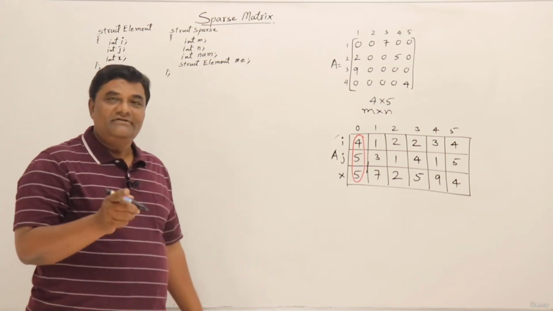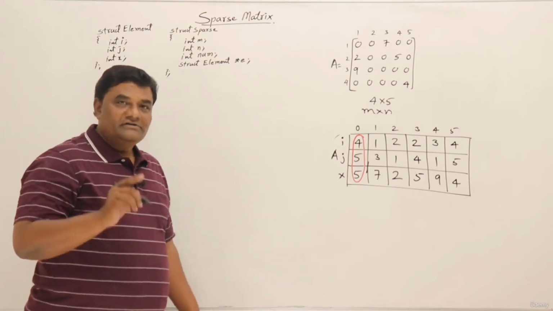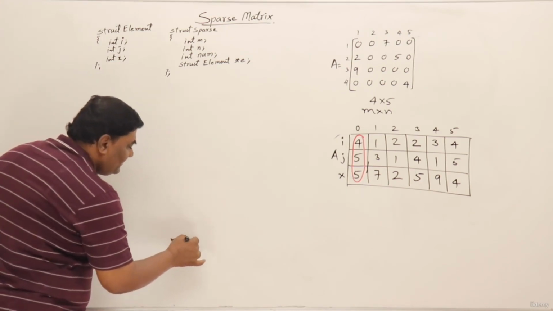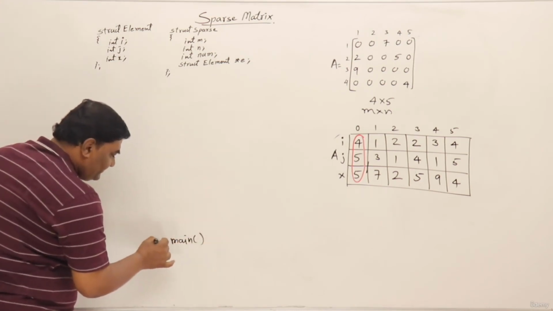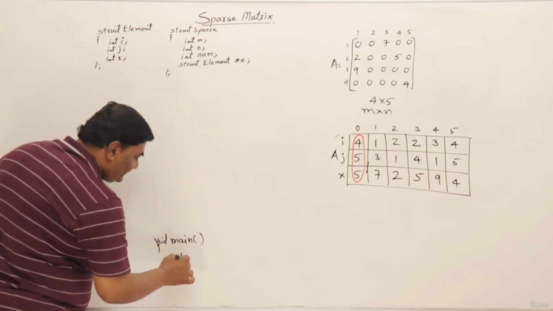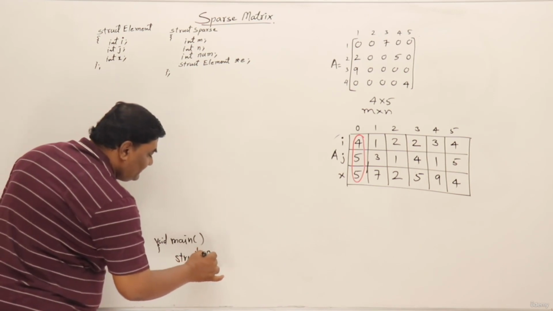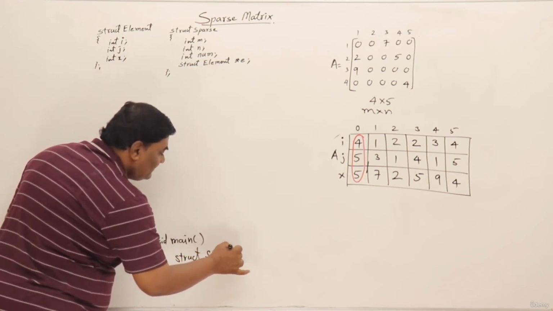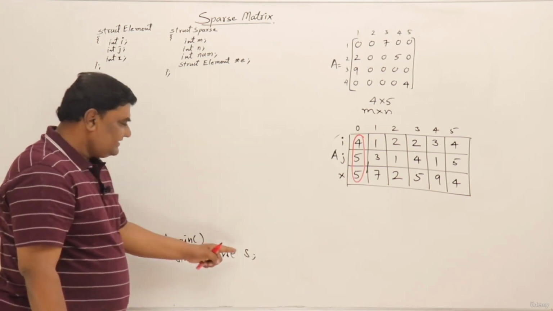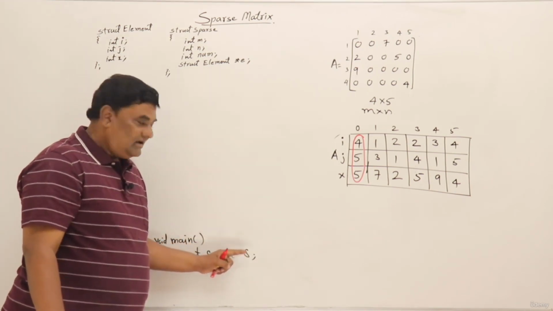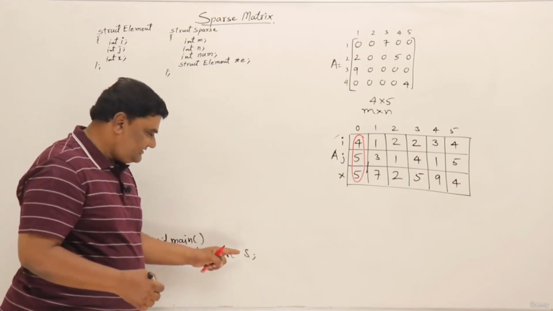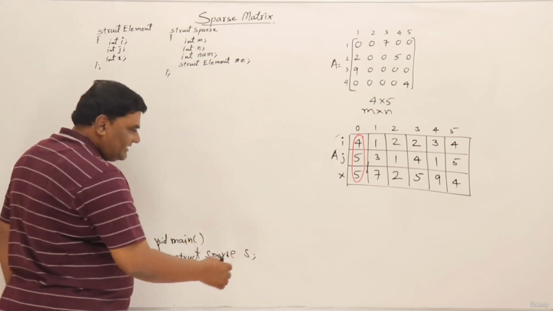So for that I will write a function. First let us say that I have a main function and inside main function I have created a sparse matrix object. So struct sparse S. This is one sparse matrix. And like this, if you want more, you can take more sparse matrices. So I have taken just one. So S is a sparse matrix.